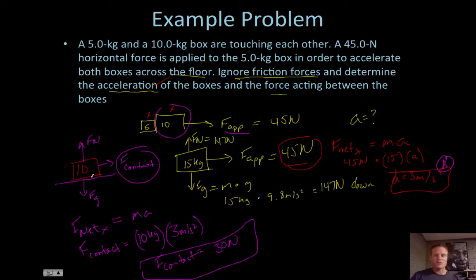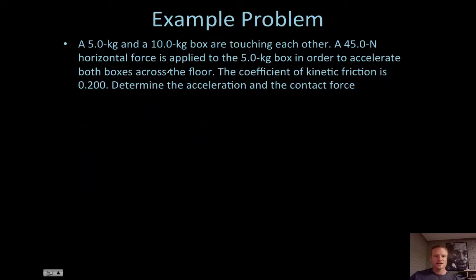If you're not getting it, don't worry. I have another example we can go through. So in this problem, you'll notice that the numbers are exactly the same. It's still a 5 and 10 kilogram box that are touching each other, and a 45 newton horizontal force is applied to the boxes. The only difference in this problem is that I have friction involved. I tell you that the coefficient of kinetic friction is 0.2. I still want to know what's the acceleration, and I still want to know what's the contact force.